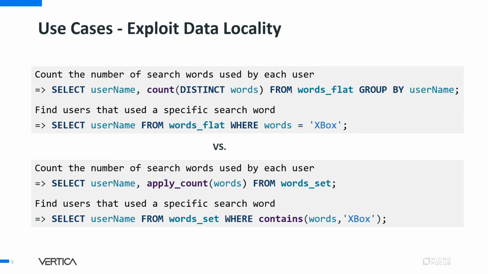A question to find users with particular search terms leads us to more similar queries for each schema. We just end up with a different predicate. This is an equality predicate for the flattened schema, and on the complex type schema, we can use the contains function to look up whether or not the set of words contains the search term. Users that do have a match might give us results faster, since the contains function doesn't have to look at all of the rows for that user.